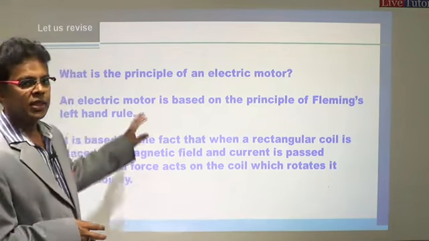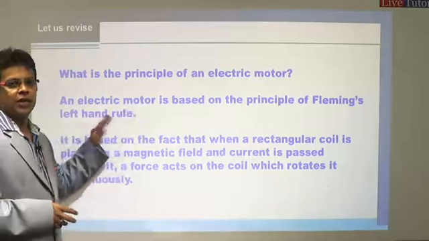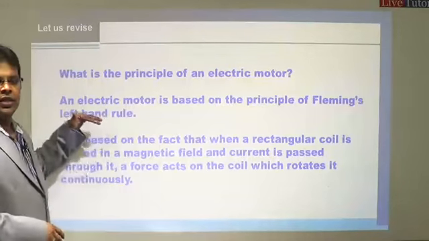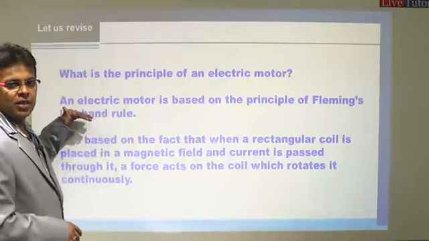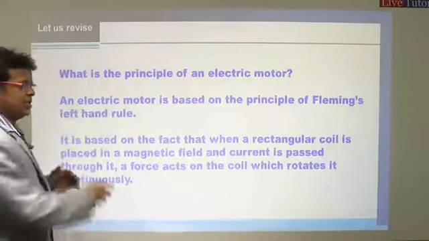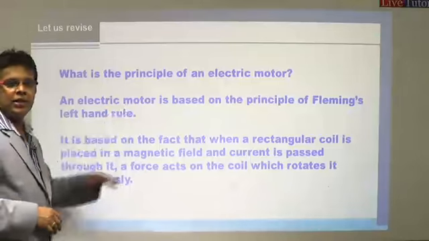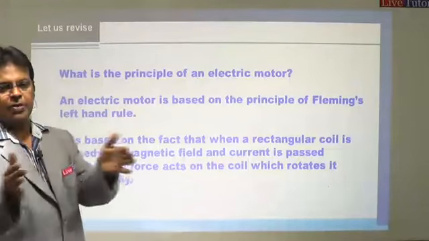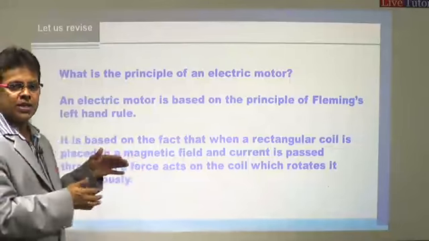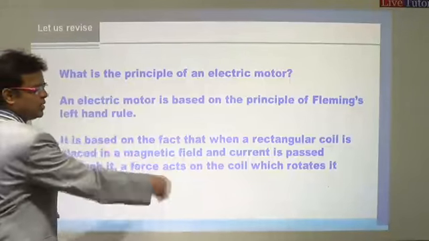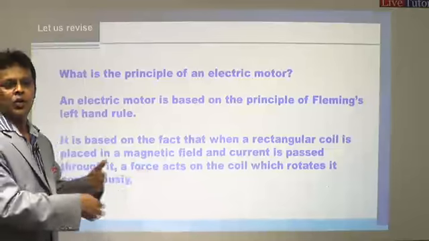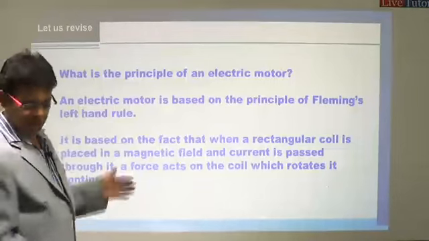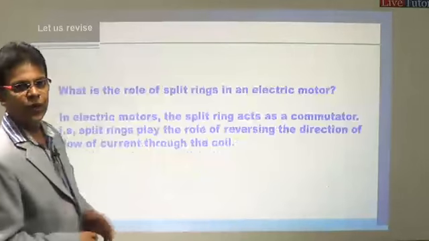Yeah. This we have already seen. What is the principle of an electric motor? The motor is based on Fleming's left hand rule. An electric motor is based on the principle of Fleming's left hand rule. This is the important point you have to remember. And the additional point, it is based on the fact that when a rectangular coil is placed in a magnetic field and current is passed through it, a force acts on it, due to which the coil rotates continuously. This is the principle of the electric motor, which is very well known to you.